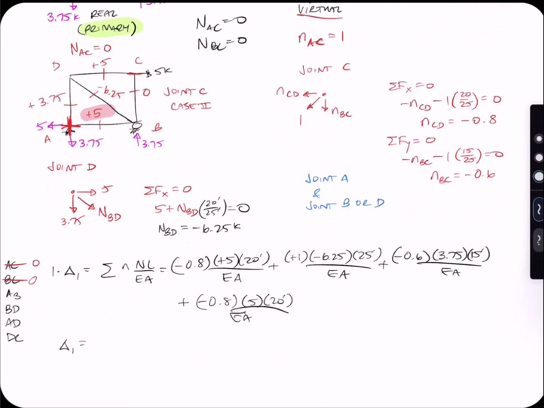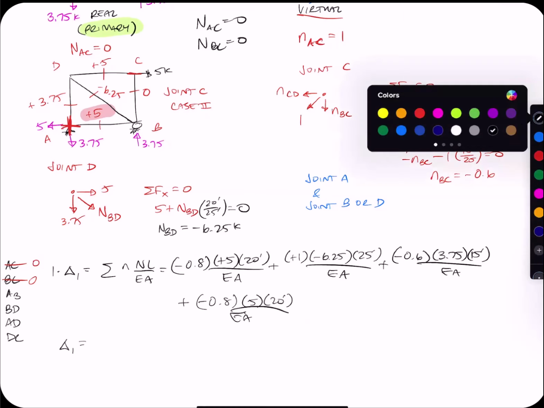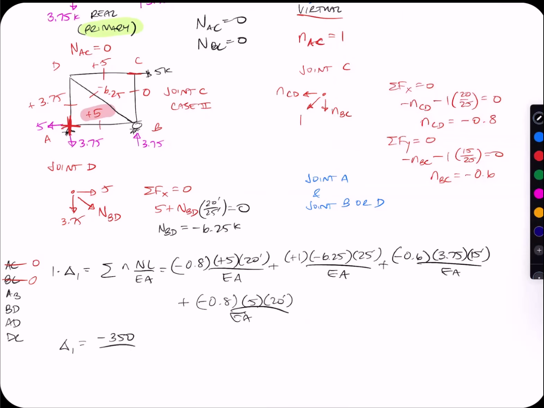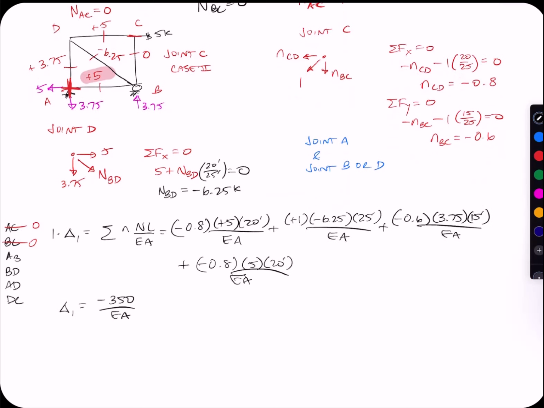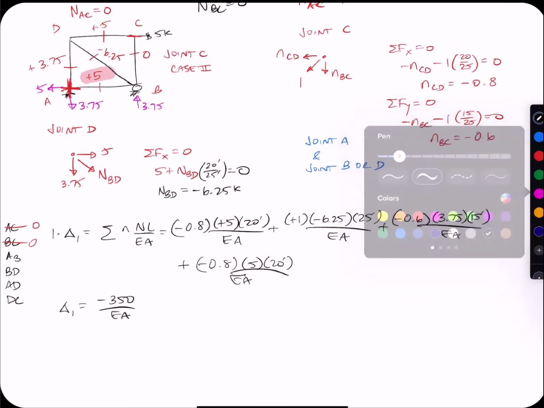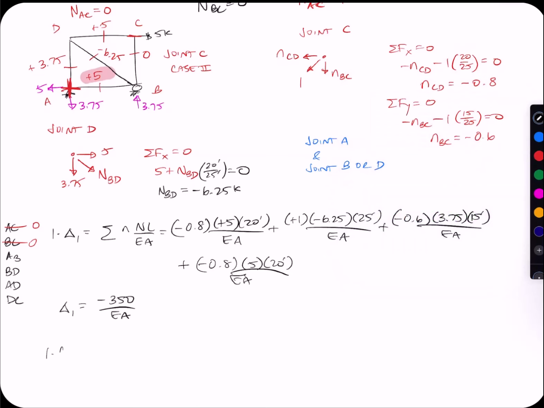Since I am not plugging in units quite yet, I'm just going to leave it in the current units of feet. So I'm going to leave it as 350 over EA. I'm going to plug it into my compatibility equation and not just calculate a displacement directly. And then I can get F11.